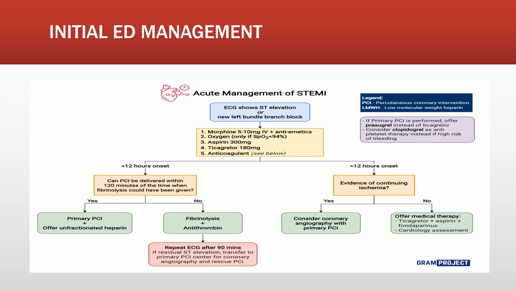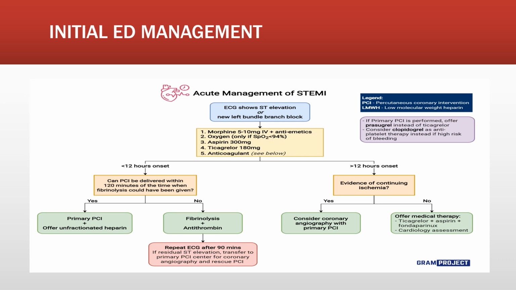As soon as it is identified as ST elevation MI, you will give morphine, as I told you, 5 to 10 mg IV, along with antiemetics. You will give oxygen only if saturation is less than 94%. Aspirin and ticagrelor loading dose. We call it the loading dose. That is 300 mg and 180 mg.